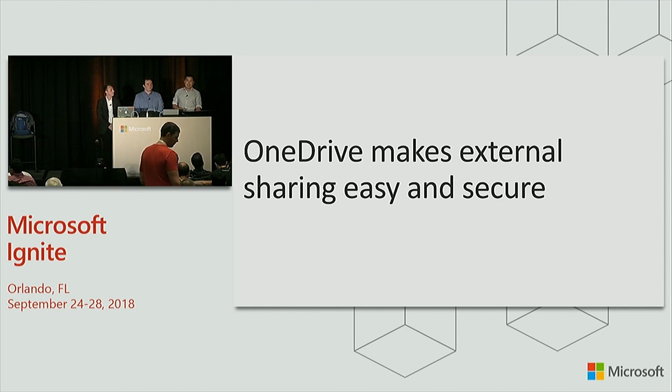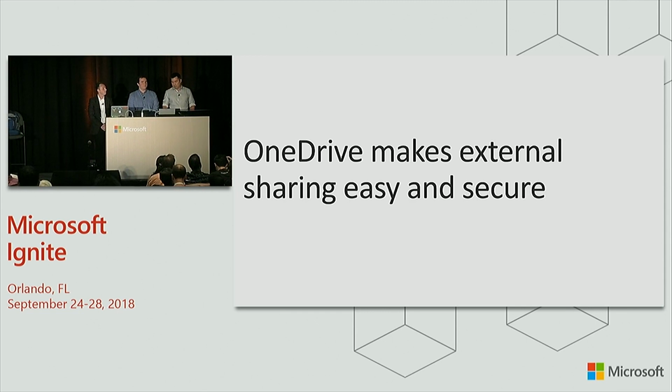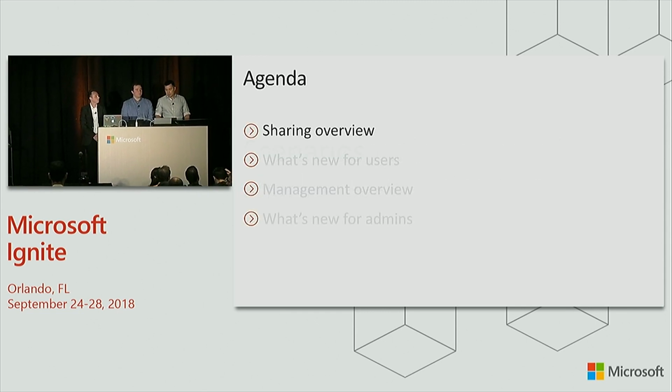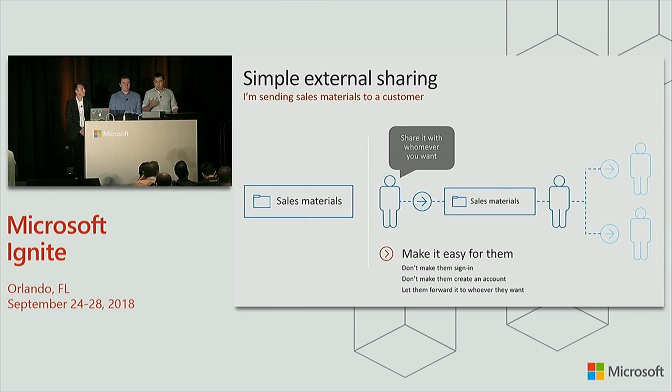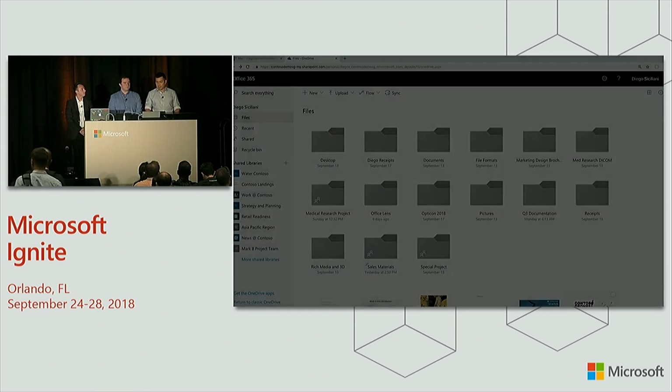So OneDrive makes external sharing easy and secure. I'm going to start out with 3 really simple scenarios. The first one, I want to go send a folder full of sales materials to a potential customer of mine, Larry. And I want to make sure that it's easy for him to open that, right? This represents me and my organization, so I'm going to be super embarrassed if he has to go through a sign-in or gets asked to go enter a password or create an account. I just want him to open it, and I'm okay with him forwarding it to anyone else because, after all, it's just a bunch of sales materials.